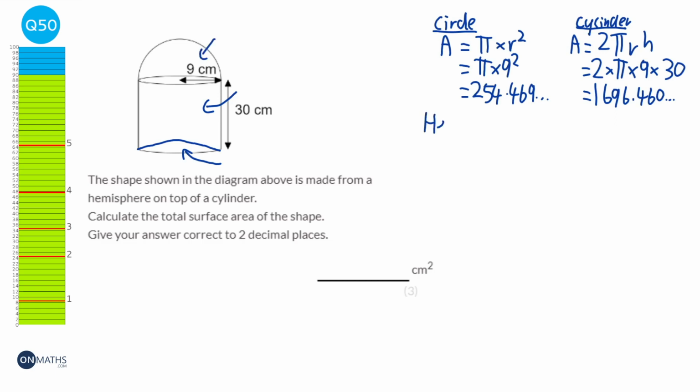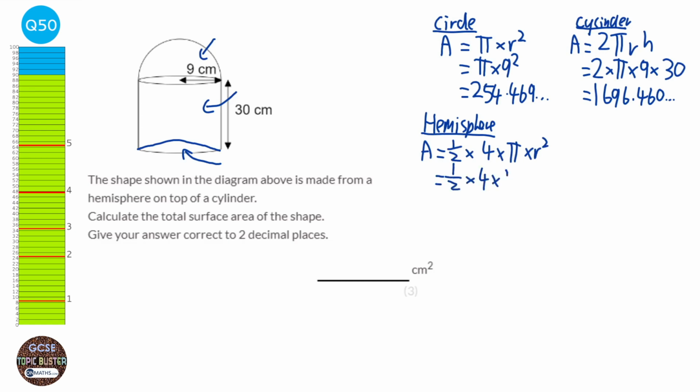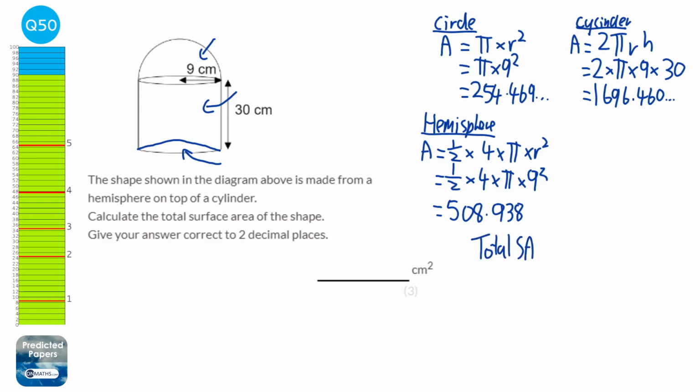So let's do the hemisphere. The formula for the area of a full sphere is 4 times pi times r squared, but because it's a hemisphere, it's half of that. So it'd be half times 4 times pi times 9 squared, and that will give us 508.938.